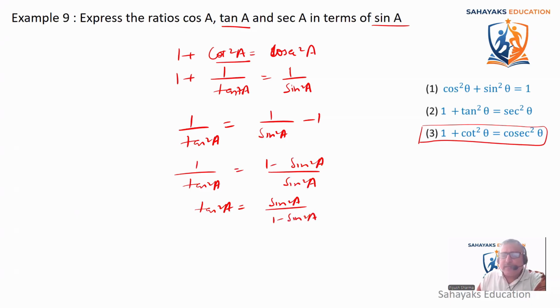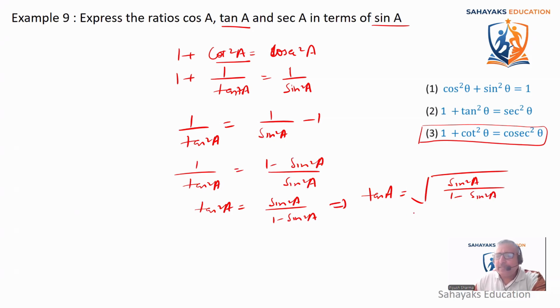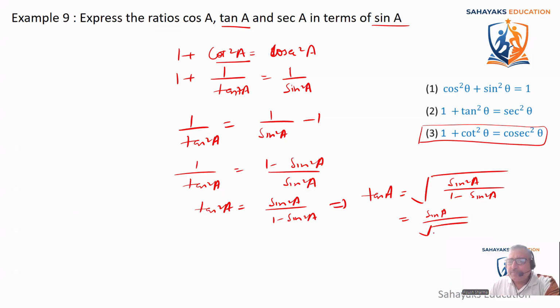minus sine square A. And that implies that tan A is equal to square root of sine square A divided by 1 minus sine square A, or you can say sine A divided by square root of 1 minus sine square A, tan A. Okay, we can write in different terms, but this is one term which will come up. Okay, so let me clear it up.